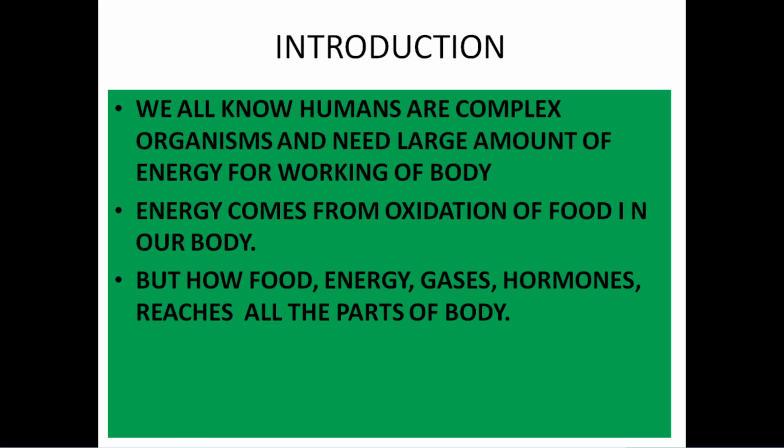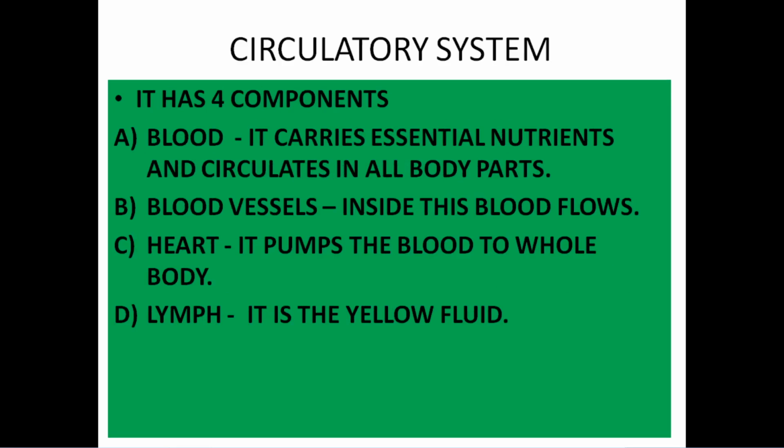As you all know, we get energy from the process of respiration, in which there occurs oxidation of food. That is, there occurs breakdown of food or glucose with the help of oxygen. But again the question rises, from where does this oxygen, this food or other things get transported and reach every part of the body? So the answer is, it is due to the circulatory system.